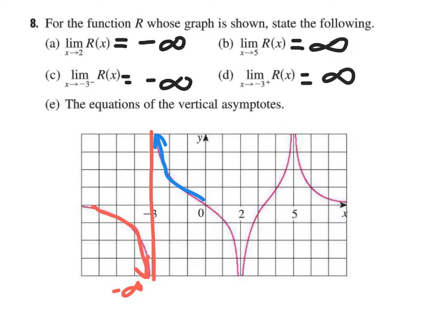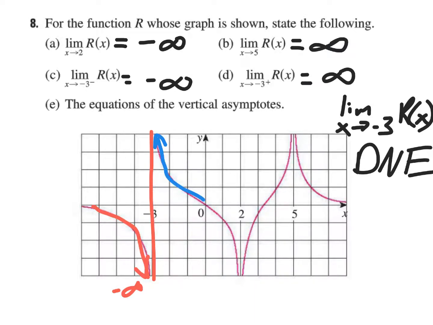Now I'm going to give you a little side question here. What if I gave you this? The limit as x is approaching negative 3. What is just the limit as x approaches negative 3? Since at negative 3, our graph approaches different values, from the left-hand side it's negative infinity, and from the right-hand side it's positive infinity, the limit at negative 3 does not exist.